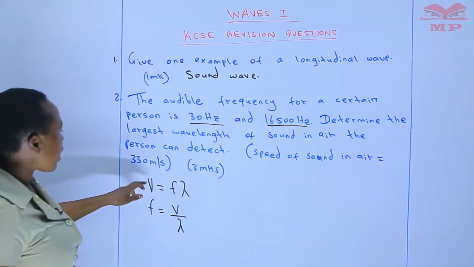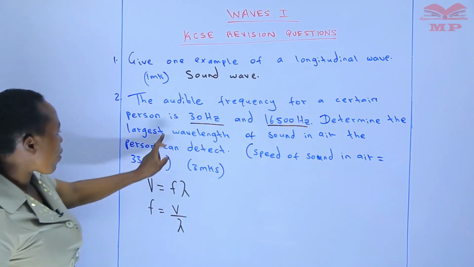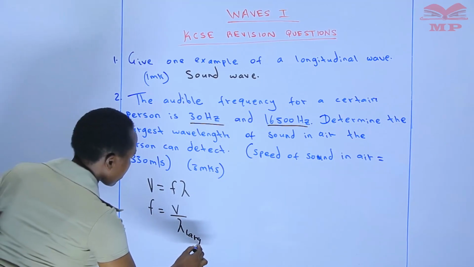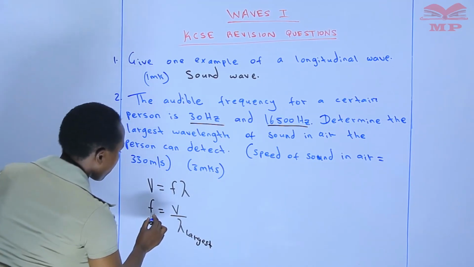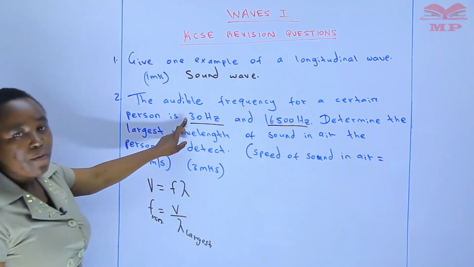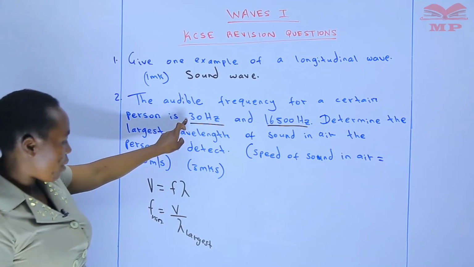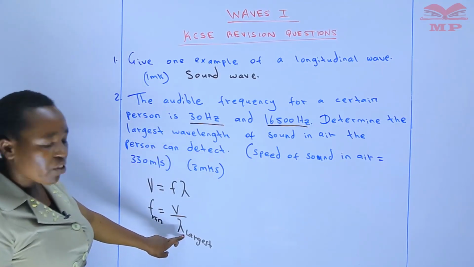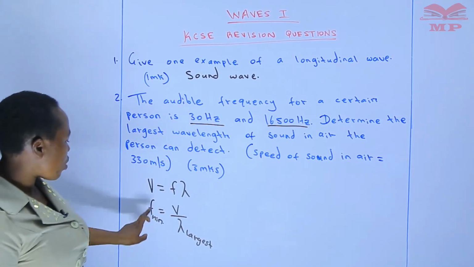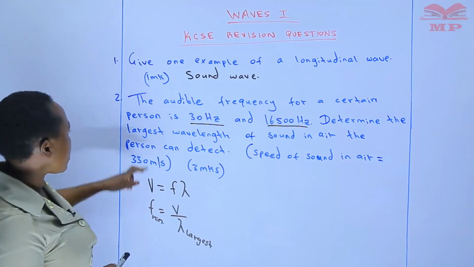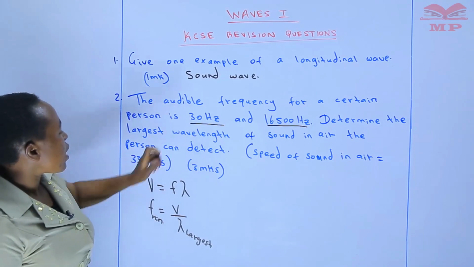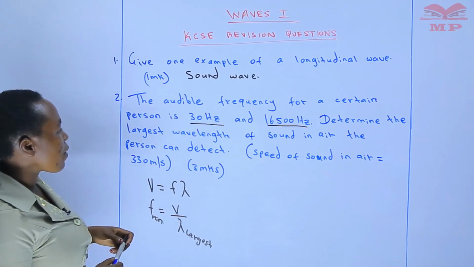And therefore we are told to determine the largest wavelength. So if here we have the largest wavelength, then it means we are going to have the minimum frequency. So we just use the frequency when it is minimum. That is when it will give us the largest wavelength. So we just use this frequency, because that is what is going to give us the minimum frequency. Because we are told that the audible frequency for a certain person is 30 Hertz and 16,500 Hertz.